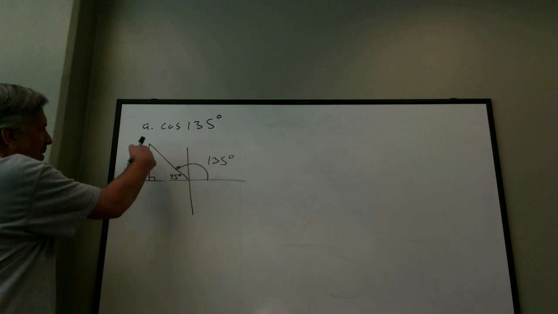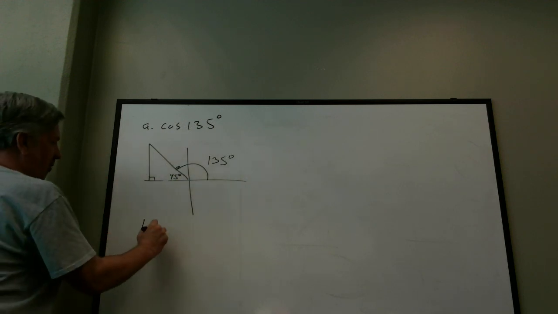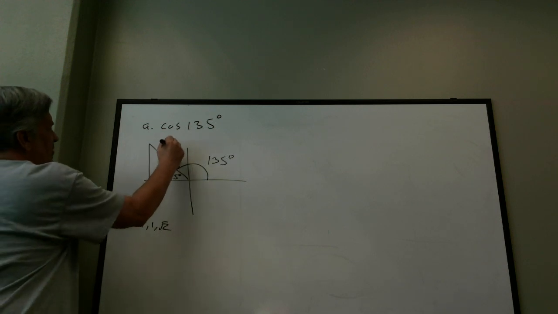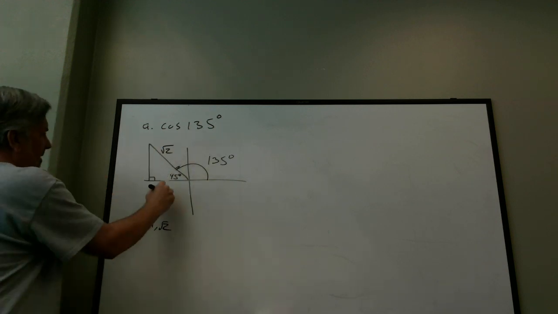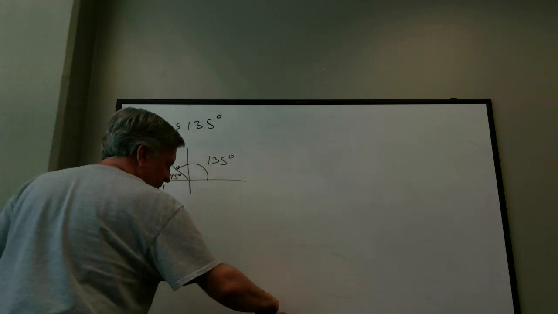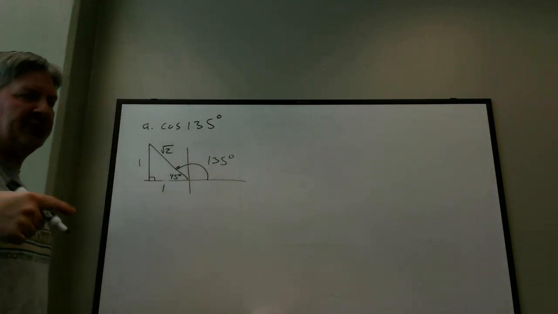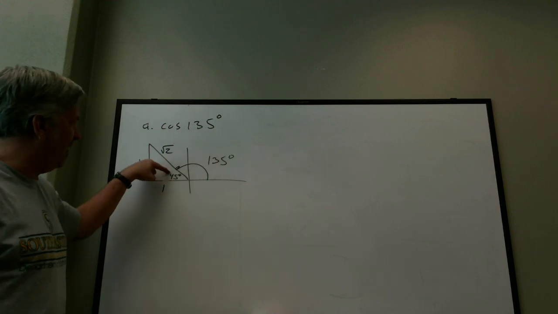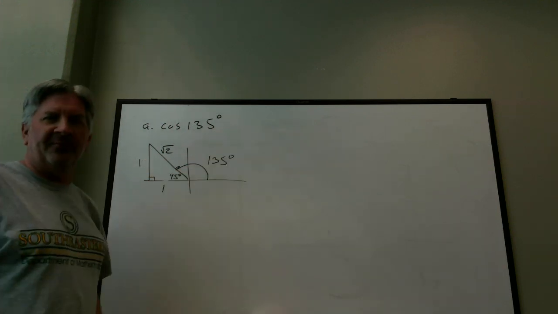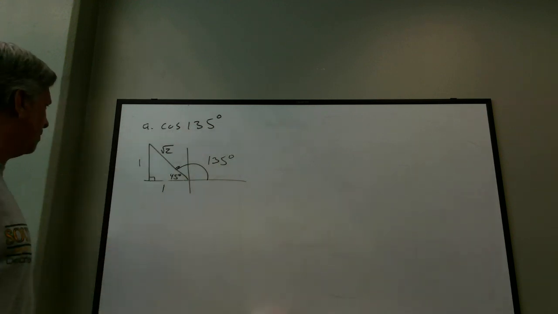Well, we know the numbers that go on this triangle: 1, 1, square root of 2. Square root of 2 is the largest number, so it goes on the hypotenuse. And we have a 1 and a 1 here. Now, we mentioned this before, so you have to be careful. The extra step we have here is to do the angle, then find the reference angle. In the last section, we did 30 and 45, which were both in the first quadrant. Now we're going outside the first quadrant.